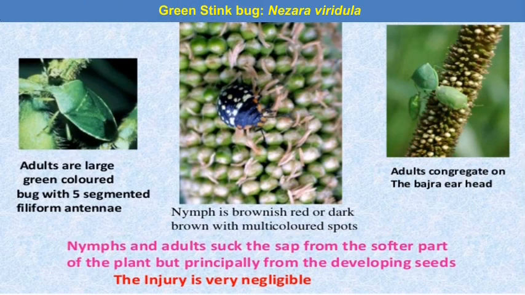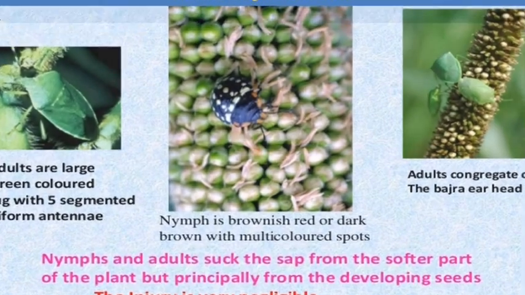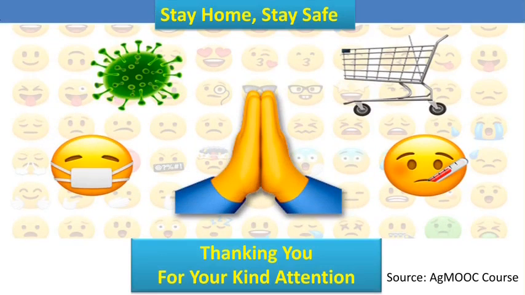Then this is the green stink bug. This is a sucking pest. It is also a major pest of bajra, and both nymphs and adults are the damaging stage and suck the cell sap from the developing grains, causing yield loss in the bajra crop. The species is Nezara viridula. This is all about the pests of millets and their management.